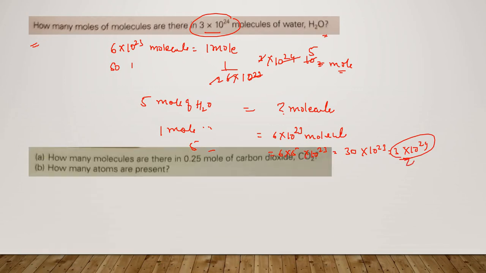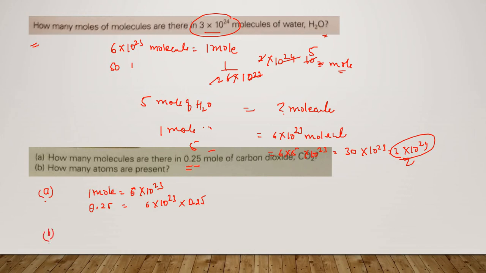Let's see another question and try to solve it by yourself. Take a pause and think about it. Yes, I think now you got your answer. Question A: how many molecules are there in 0.25 mole of carbon dioxide? You know that if you have 1 mole, there will be 6 into 10 to the power 23. If you have 0.25, you just have to multiply it. So it's 6 into 10 to the power 23 into 0.25, which is nothing but 1 by 4 of that. You can solve it and you get the answer.